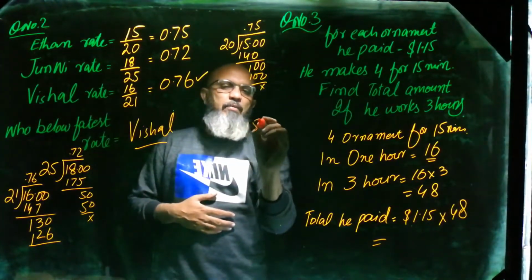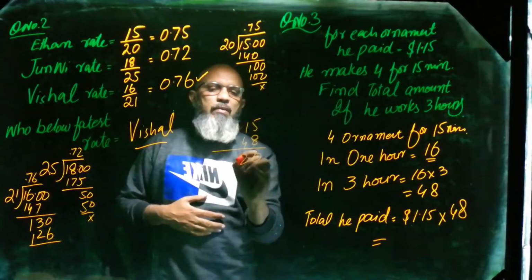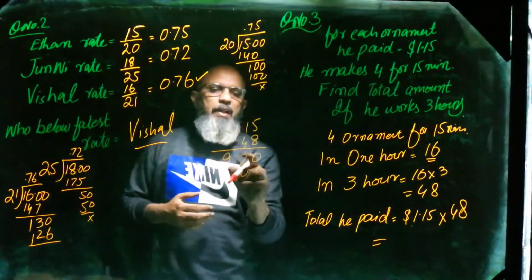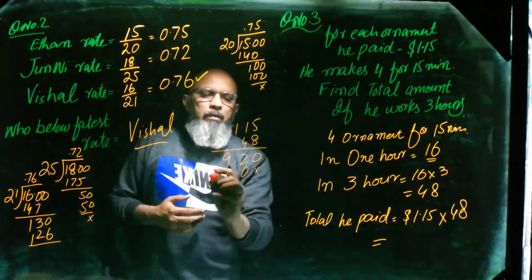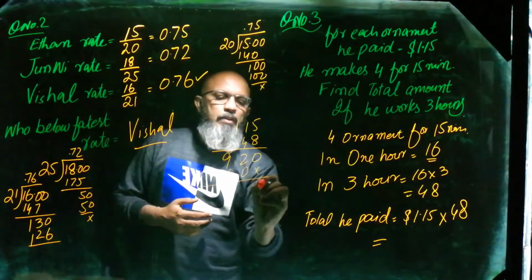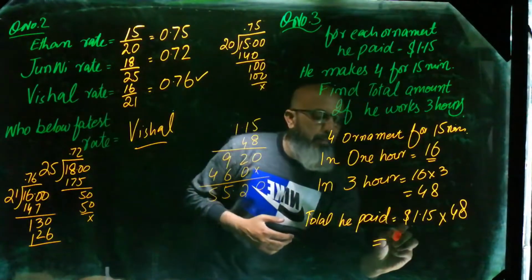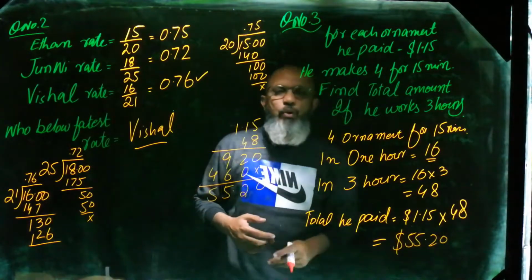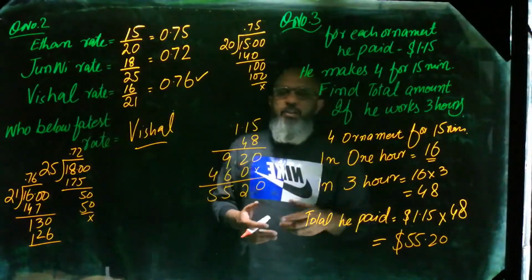So I will multiply 1.15 by 48. 8 5s are 40, 12, 8 1s are 9. No need to place the decimal here. 2 5s are 10, 6 and so 0, 2, 5, 5. So total he paid $55.20. So now we will move to the next question.